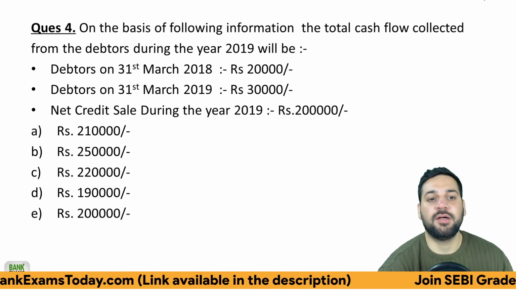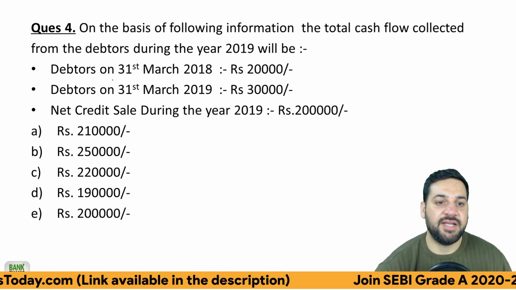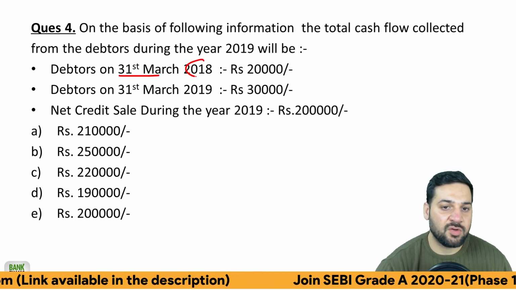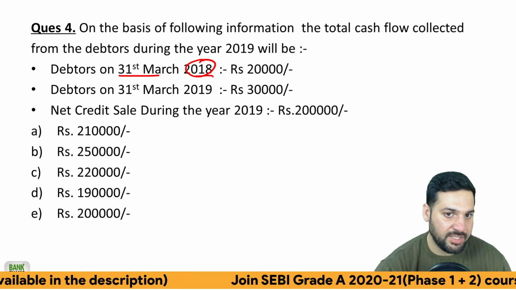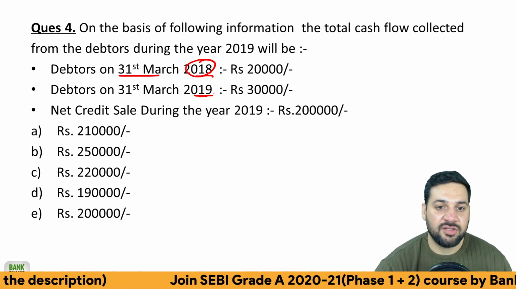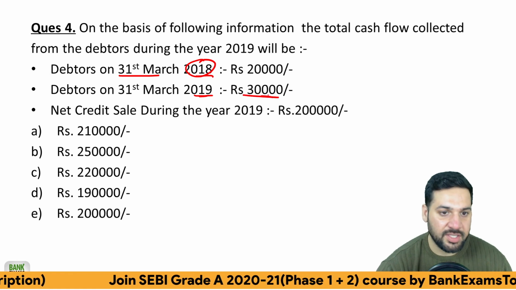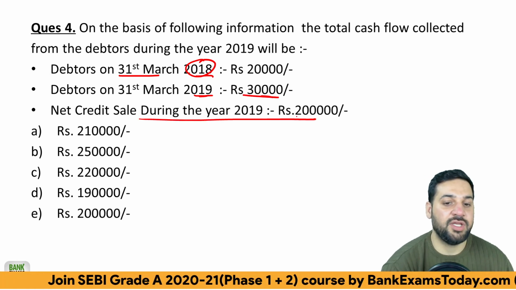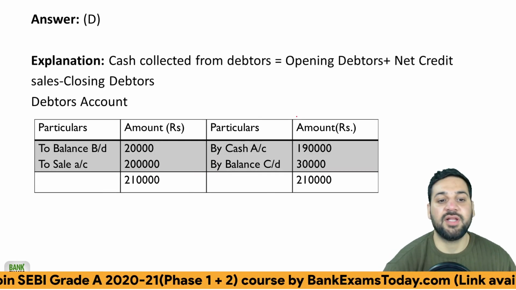Should I move forward? Okay. See, this is the debtor as on 31st of March. This is the closing debtor of 2018, and this is for 2018-19. Net credit sale is also given, so we need to make an account. Okay? See, give it a look.